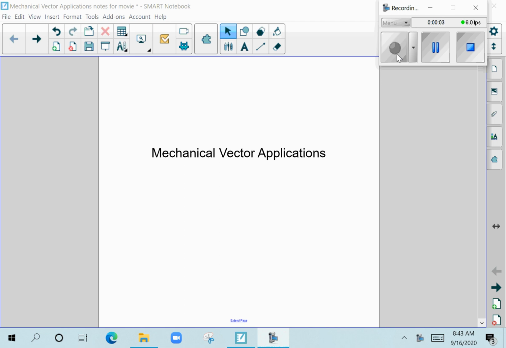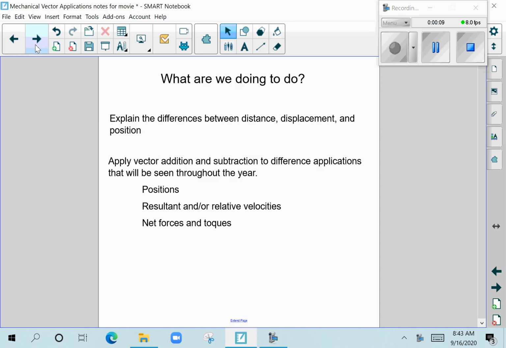In this video, we're going to be looking at the mechanical applications of vectors and vector addition. We're going to explain the differences between distance, displacement, and position. We're also going to apply vectors in terms of adding and subtracting them to different applications, such as finding the position of an object, a resultant or relative velocity, net torque, or force. This is stuff we're going to be doing throughout the entire year.